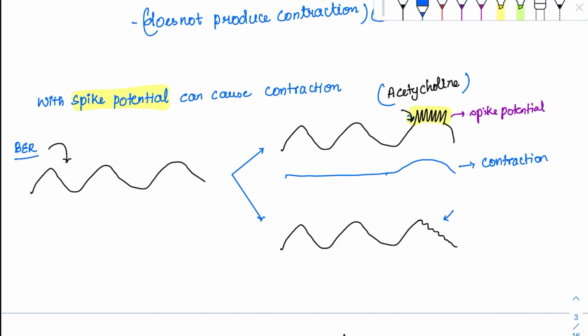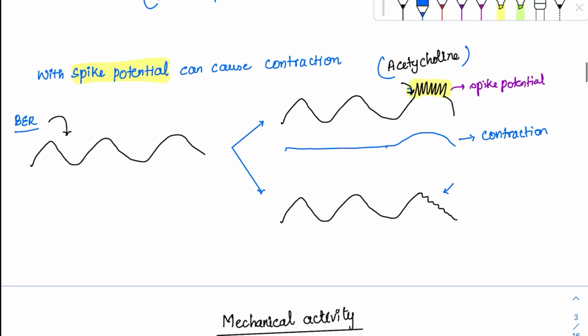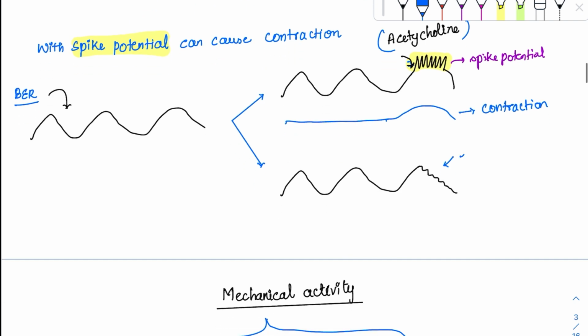Can it relax? In a similar manner, the basal electrical activity, whenever it is inhibited by some substances, for example, let's take epinephrine, which is a sympathetic system. Whenever epinephrine is there, what will happen? The muscle which is already in a slight contraction now goes in for a relaxation. So this is what happens in the spike potential and the basal electrical activity.